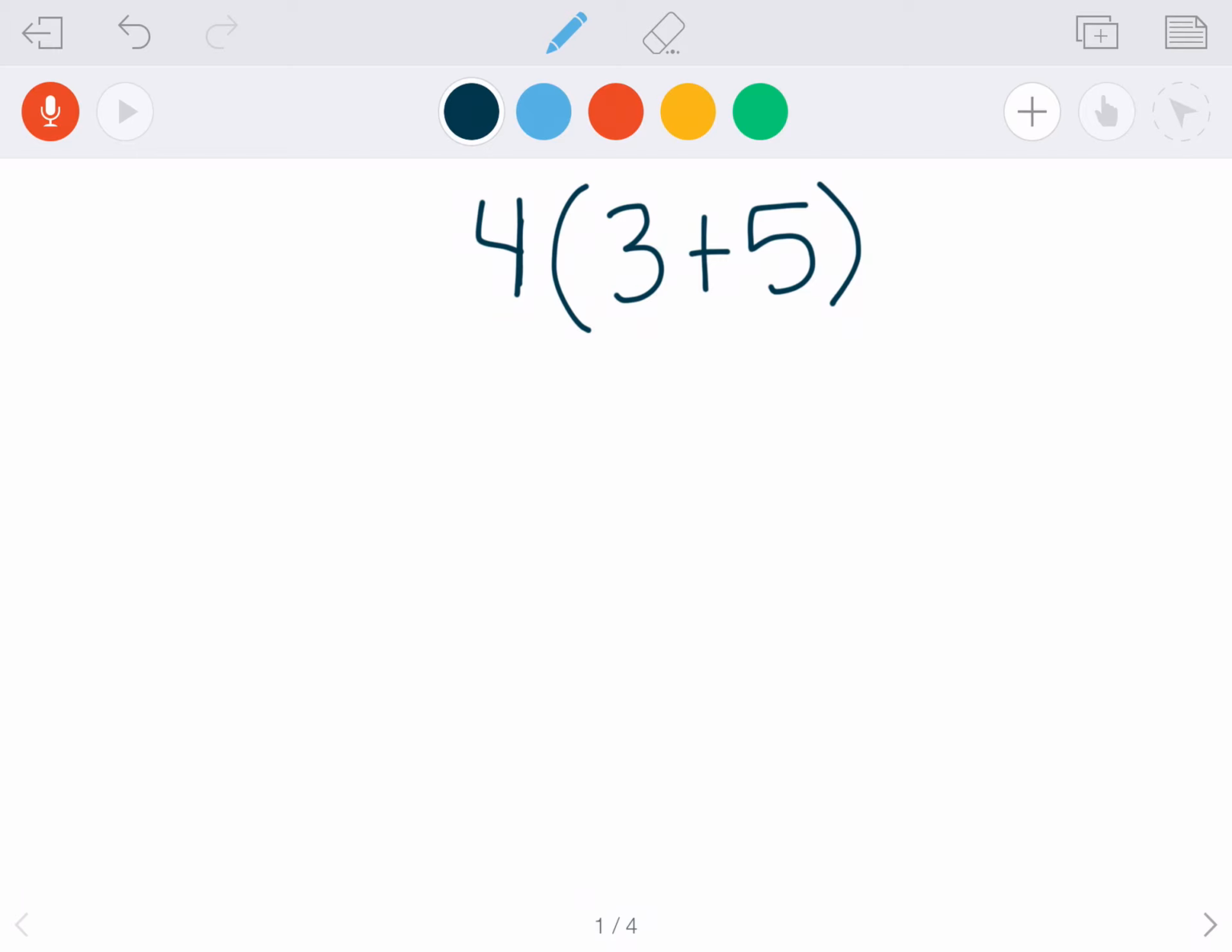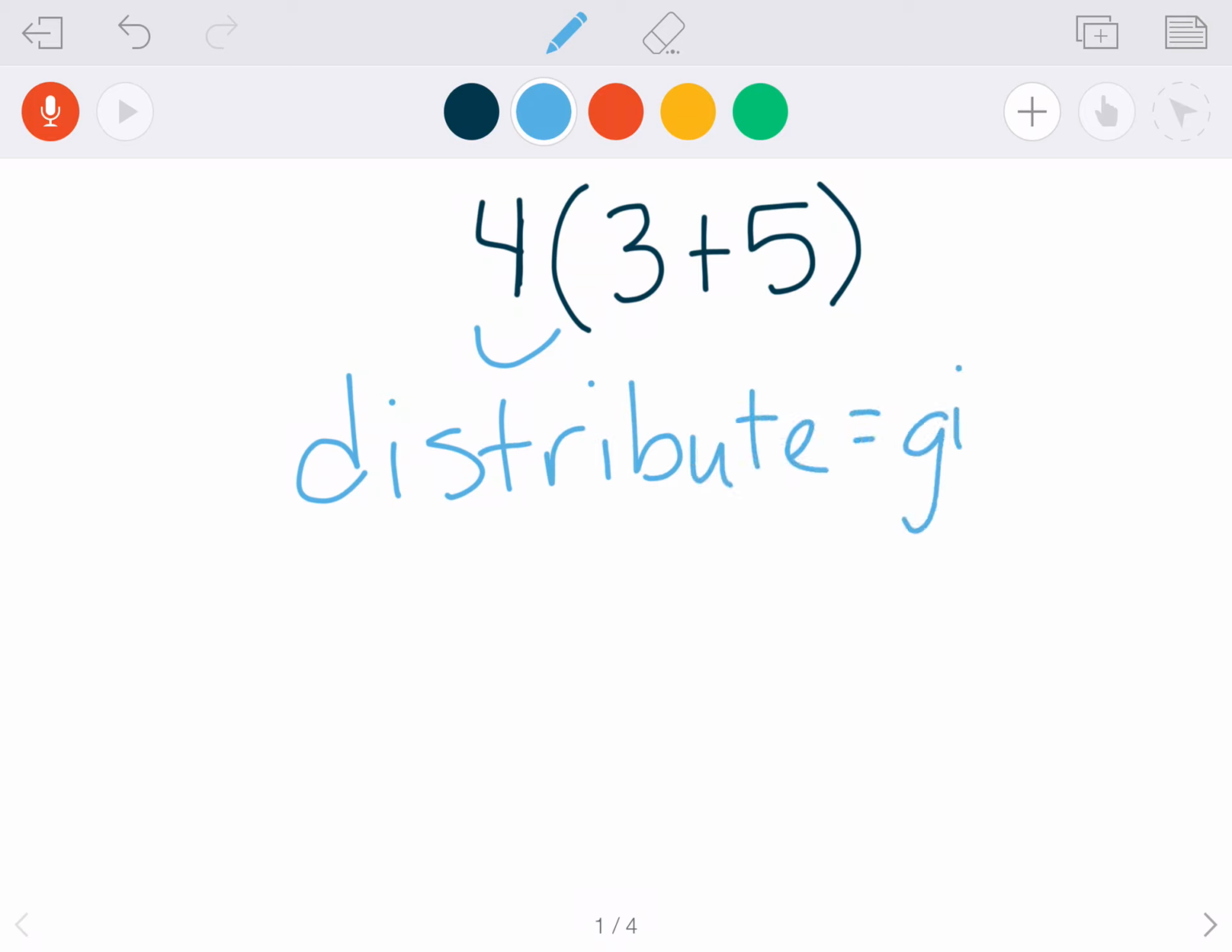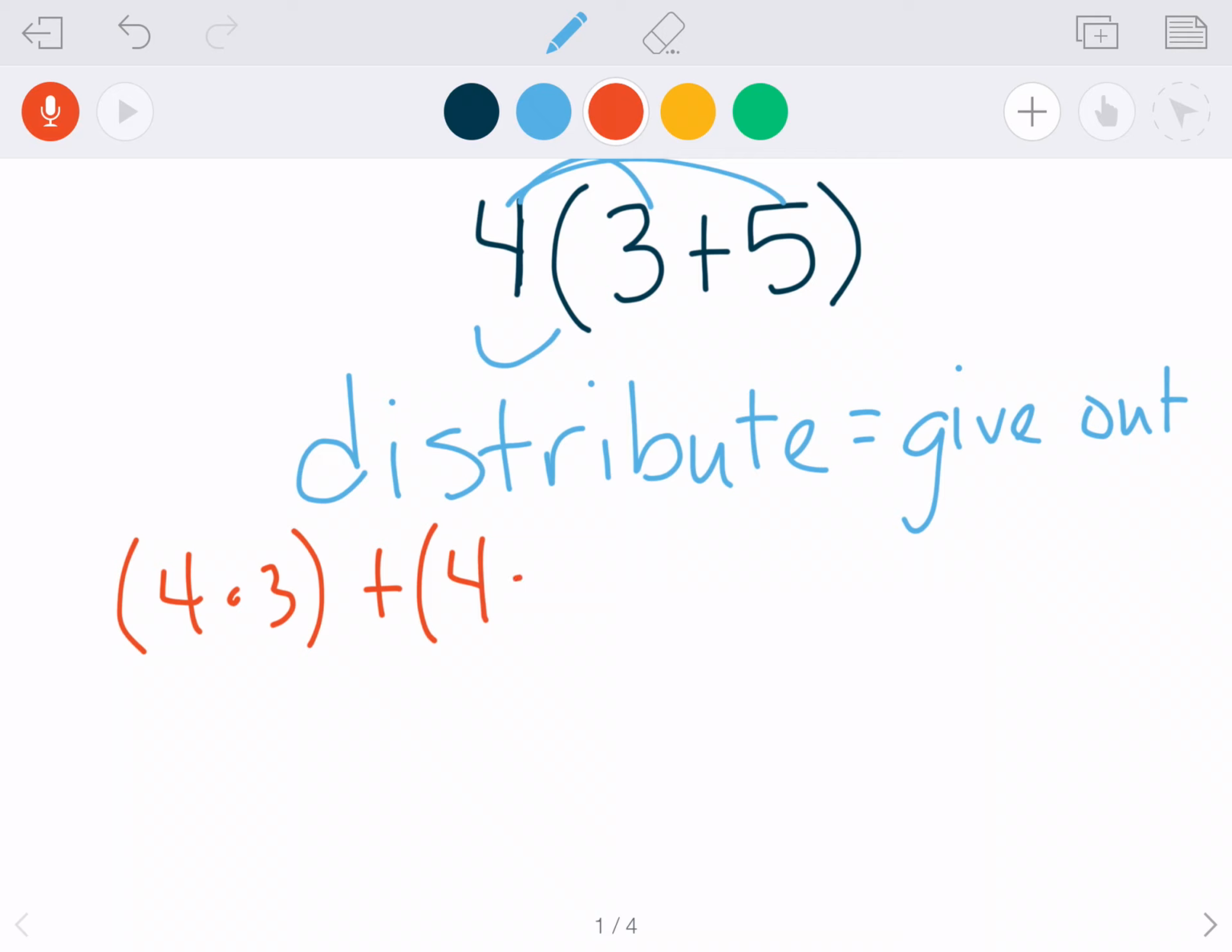I have a number outside parentheses, the number 4, and it's right beside the parentheses. So that means I'm going to distribute, or give out, that 4 to each term inside the parentheses. So you may have done this a few different ways. You may have learned 4 times 3 plus 4 times 5, and then you've multiplied each of these to get 12 plus 20 and then 32.